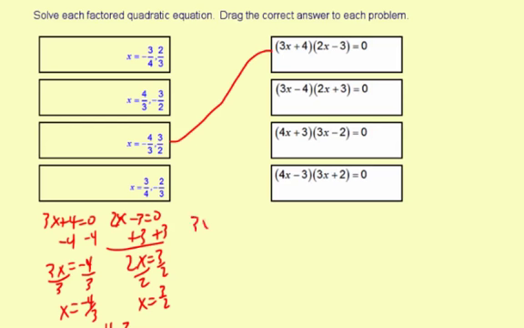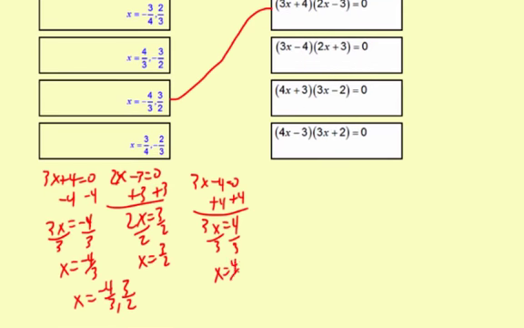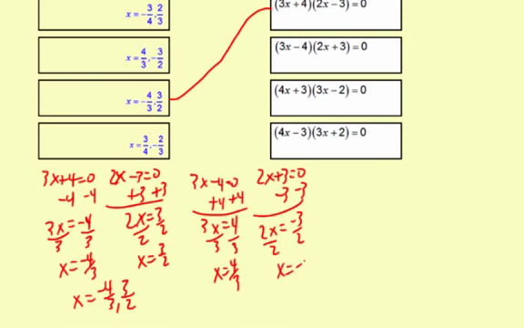For the 3x minus 4 equals 0, you add 4, and you get 3x equals 4, divide by 3, x equals 4/3. And then for the other one, 2x plus 3 equals 0, subtract 3 from both sides. 2x equals negative 3, divide by 2, and you're going to get x equals negative 3/2. So you should have x equals negative 3/2, comma 4/3.